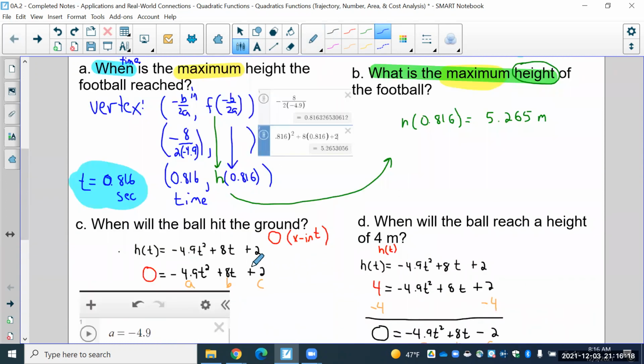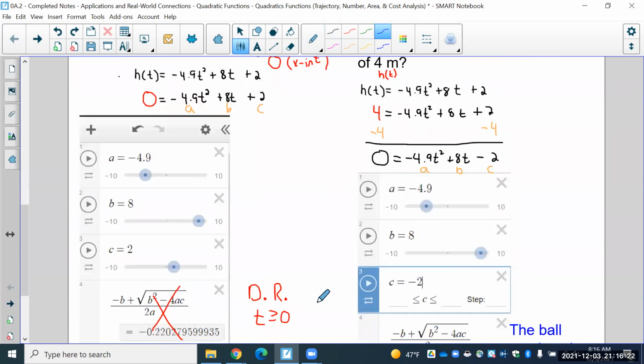And then if you ever have to solve something, you could graph it, but I showed you, because we're doing quadratics, how to use the quadratic formula.